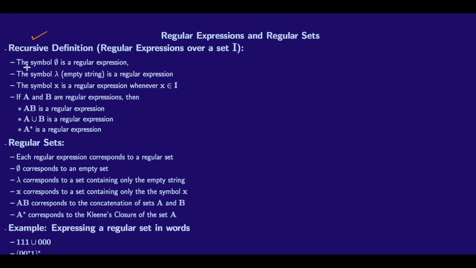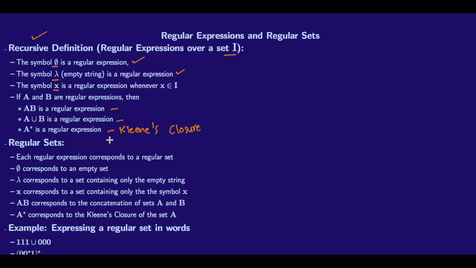We say that the symbol null set is a regular expression. The symbol lambda, which represents the empty string, is a regular expression. Any symbol is a regular expression if it is a part of the set we are talking about. So when we say recursive definition, we are defining it over a finite set. And then if A and B are regular expressions, then AB, which is a concatenation of A and B, is a regular expression. A union B is a regular expression, and A star, the Kleene closure of A, is also a regular expression.